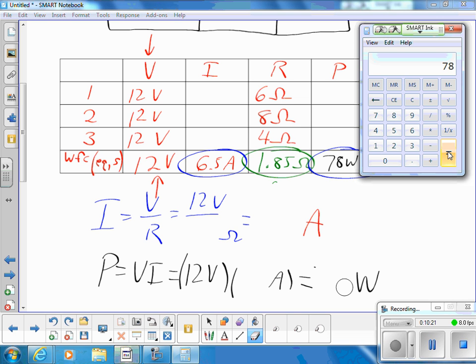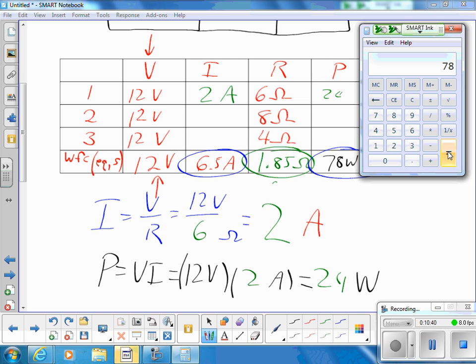And let's see, I'll probably just do one of these and let you do the rest on your own, because you don't have to watch me do the three that are the same. The first one is 12 volts over 6 ohms. 12 volts over 6 ohms is 2 amps. I get 2 amps. And the power is 12 volts times 2 amps, which is 24 watts.